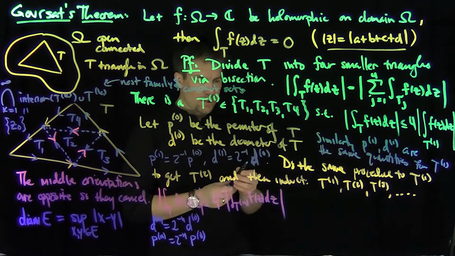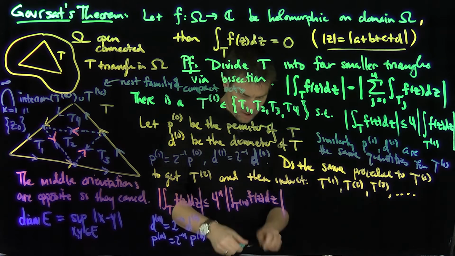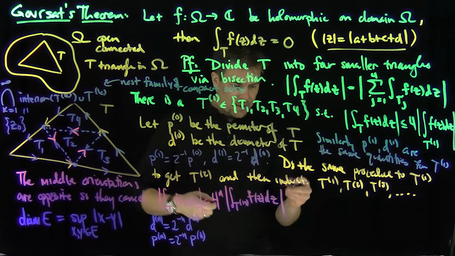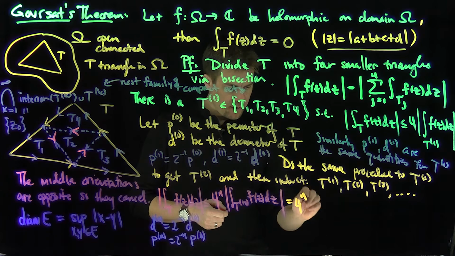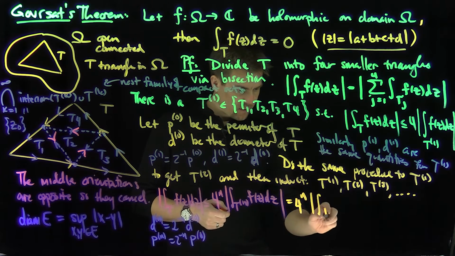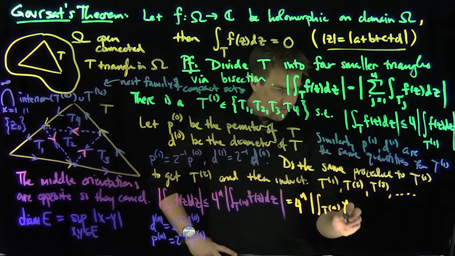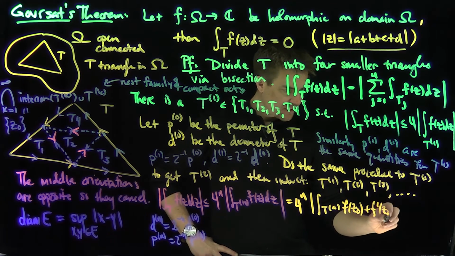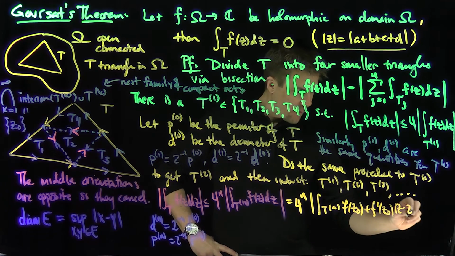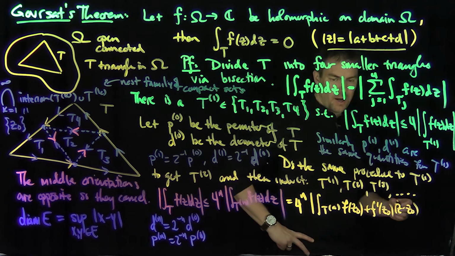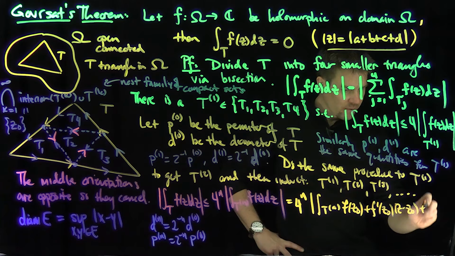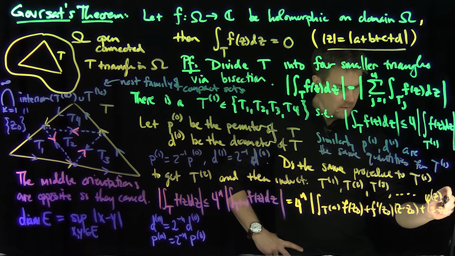Now what we'll do is write this over here. That's the essential part of the argument. So this is going to be 4 to the power n, and then the integral over Tn. Now I will Taylor expand f, since it's holomorphic. This is going to be f of Z0 plus f prime of Z0 times (z minus Z0), plus a function phi of z times (z minus Z0), dz.